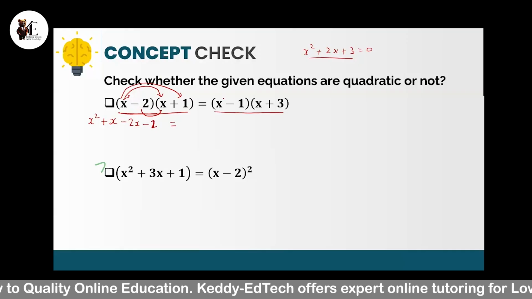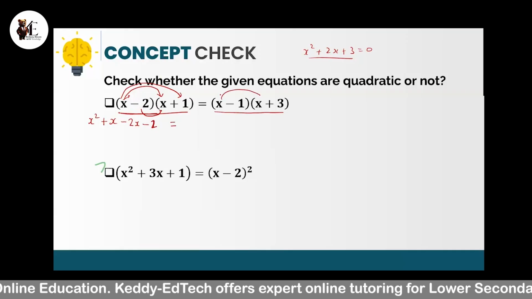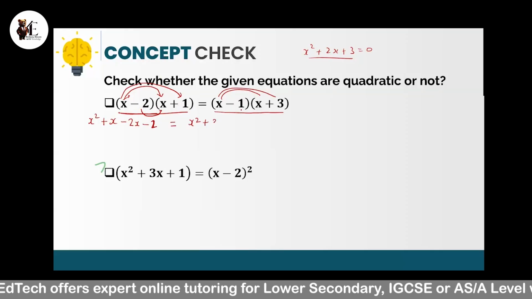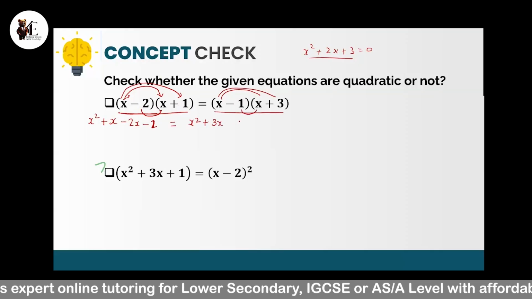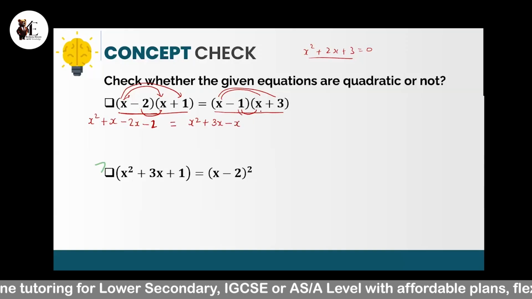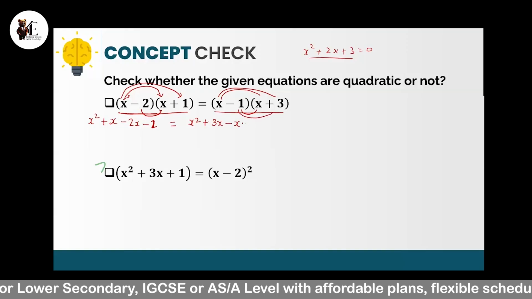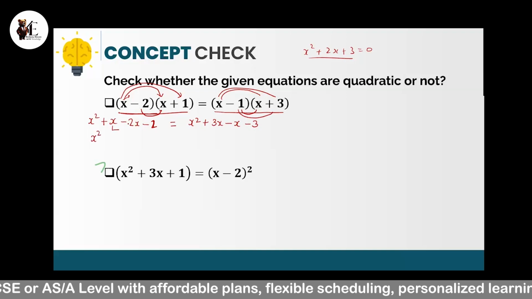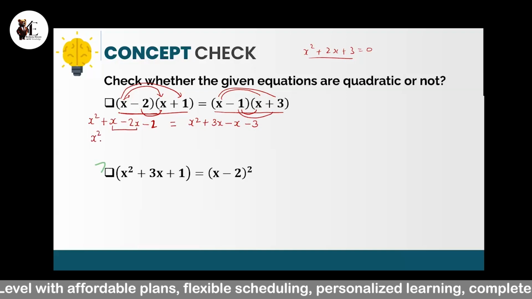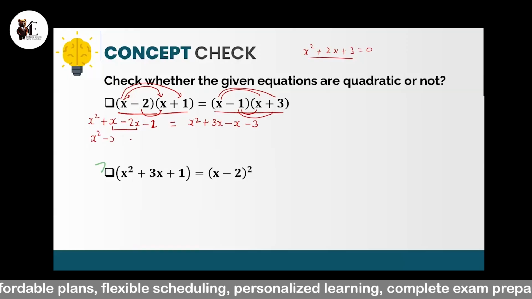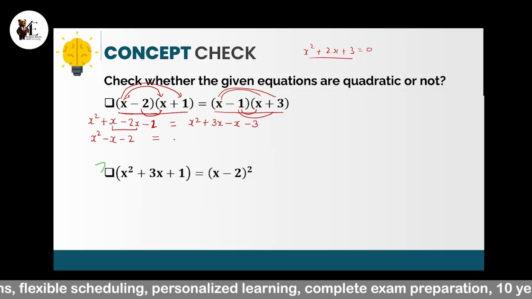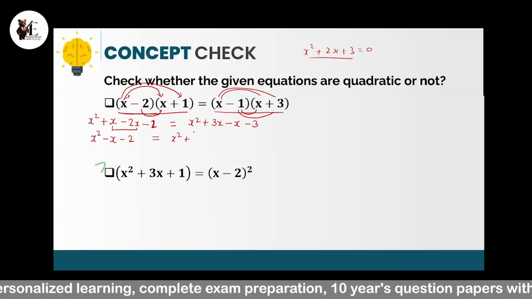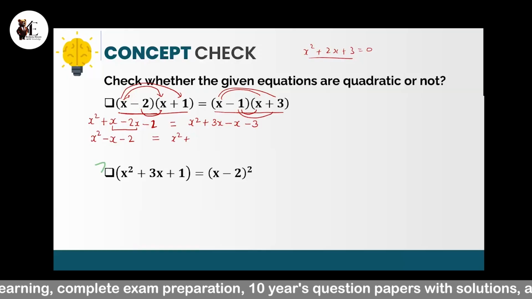Similarly, we have to multiply on the right hand side also. So x into x, that is x square. Then x into positive 3, that will be positive 3x. Negative 1 into x, that will be negative x. And negative 1 into positive 3, that will be negative 3. So these are the like terms. We can solve them. So x minus 2x, that will be negative x, minus 2 is equals to 0. So x square plus 3x minus x. It means out of the 3x we have taken out 1x.